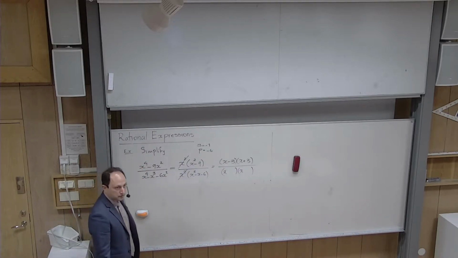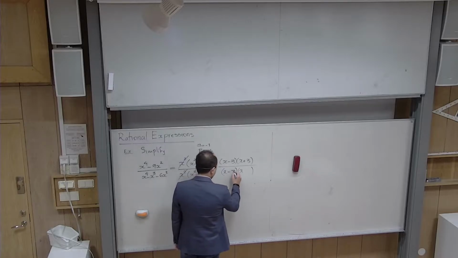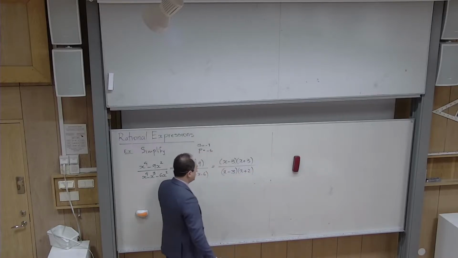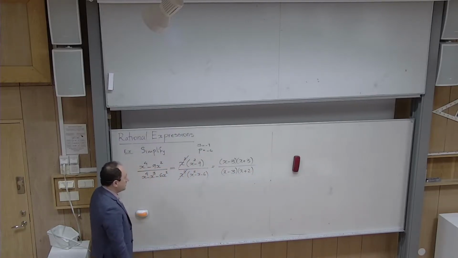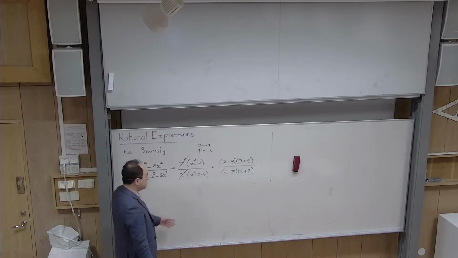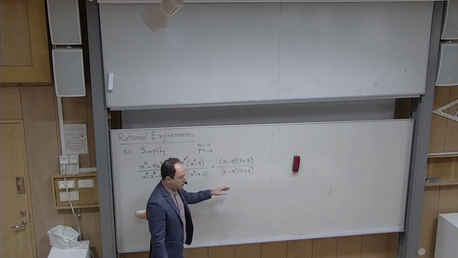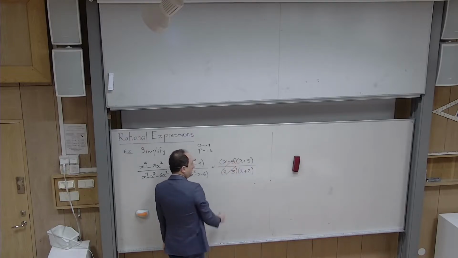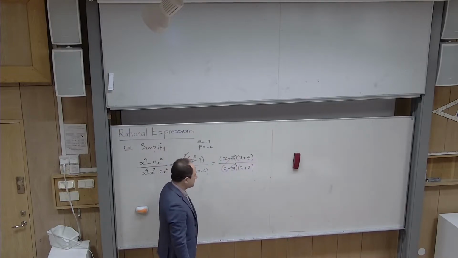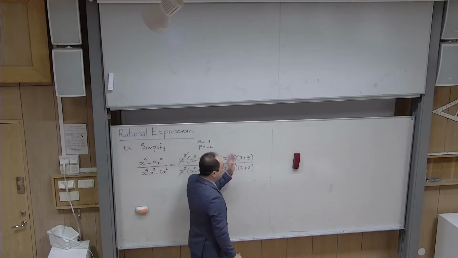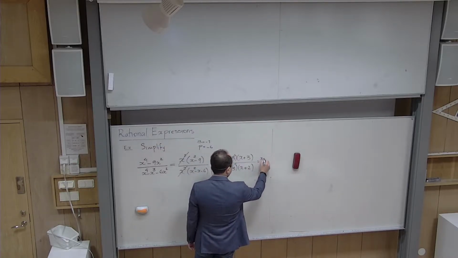-3, +2. Yes, so I put -3 here, +2 there. But is there something that I can cancel now? Yes, x minus 3 and x minus 3 are common factors for the numerator and the denominator, so I can cancel it out. What is left in the numerator is x plus 3. I don't need any pairs of brackets anymore, so I just simply write x plus 3 over x plus 2.